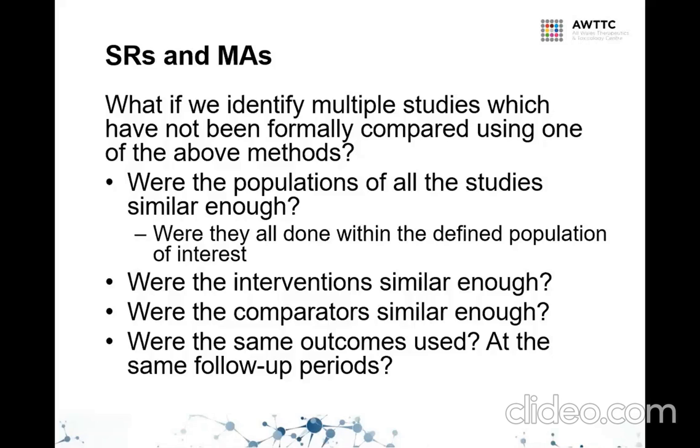So again, are the populations of the studies similar enough? Were they all done within the defined population? Were the interventions similar enough and the comparators? And were the same outcomes used? Were they measured at the same time points using the same measure? So this brings me nicely back to the importance of our PICO table. It all comes down to population, intervention, comparators, and outcomes.